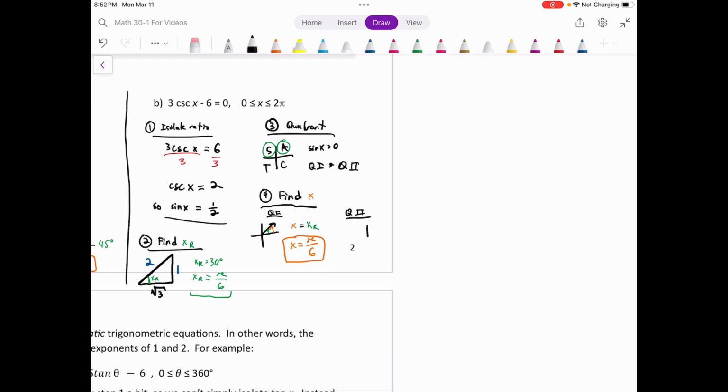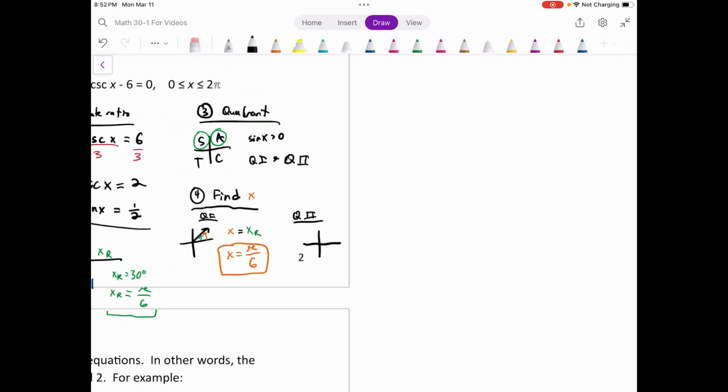So let's think about quadrant 2. What angle is in quadrant 2 that has a reference angle of pi over 6 or 30 degrees, right? Again, we'll think about it, okay? All the way to pi would be 180. All the way to pi, we didn't quite make it there. We're pi over 6 short of pi to make that angle, okay?